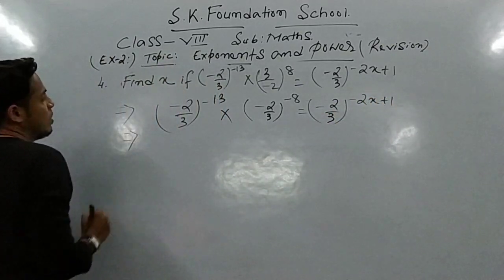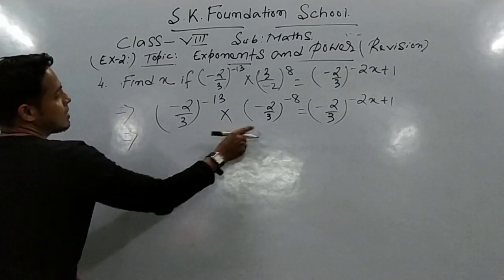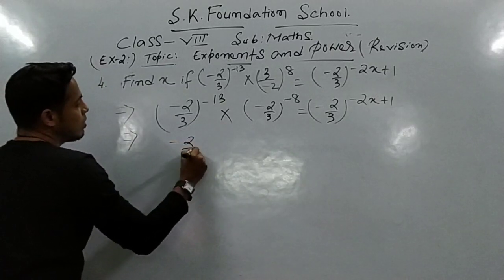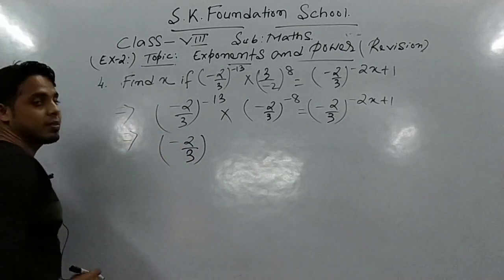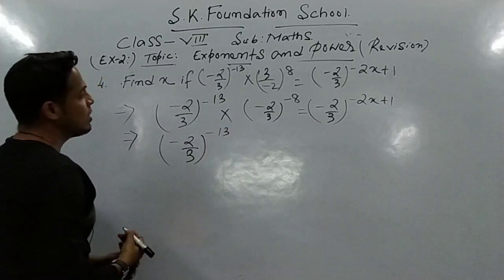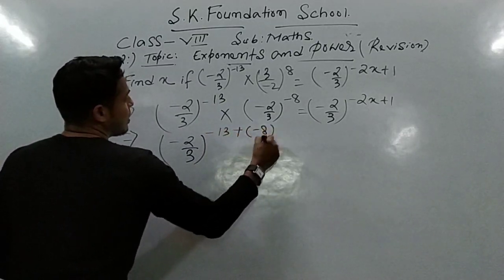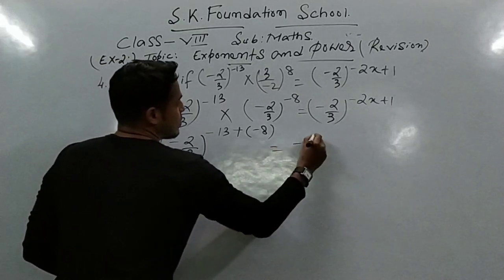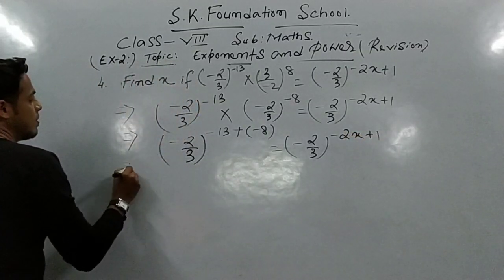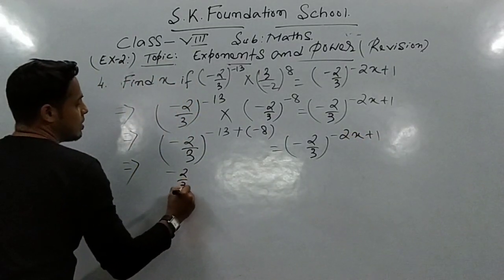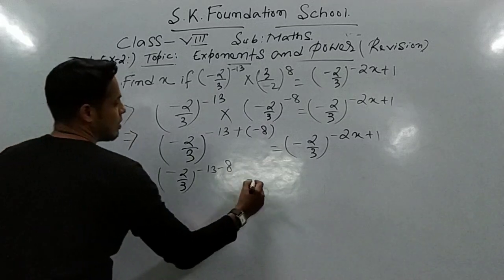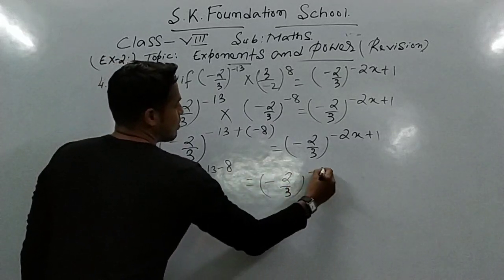Now look at here, in the first term and second term their bases are same, and these sums are in multiply form. So first we are going to take one base as common. Okay, and powers are added according to our rules of exponent. So minus 13 plus minus 8, right? This one minus 2 by 3 to the power minus 2x plus 1. Okay, so this one is represented in this way, like minus 13 plus minus 8, minus 2 by 3 to the power minus 2x plus 1.